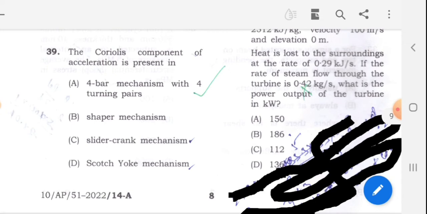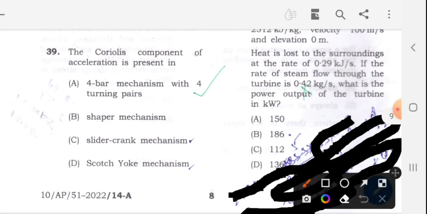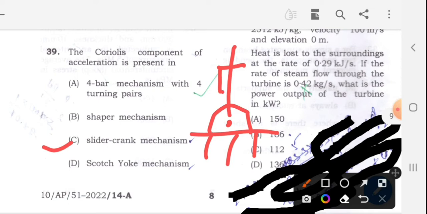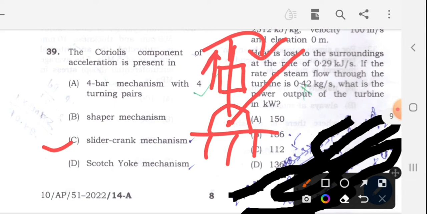The Coriolis component of acceleration is present in. Let's see what the Coriolis component is. Suppose this is a link fixed here. One slider is located on that link, and the link is rotating in that direction. If the link is rotating, then the slider will slide at that position, toward the upper position. That effect is known as the Coriolis effect, or Coriolis component. From that effect we can calculate the Coriolis component of acceleration. So for the slider crank mechanism it is present.